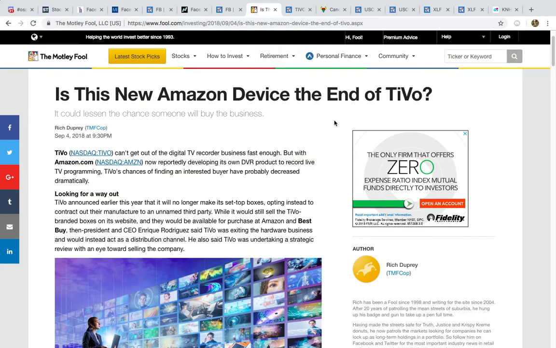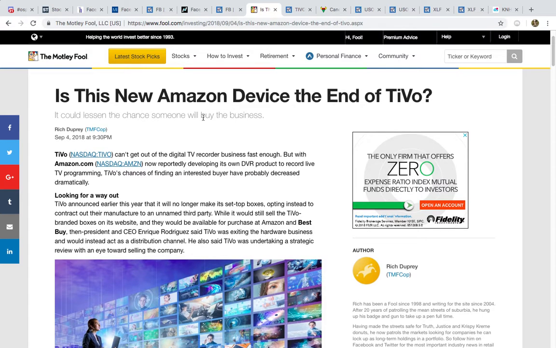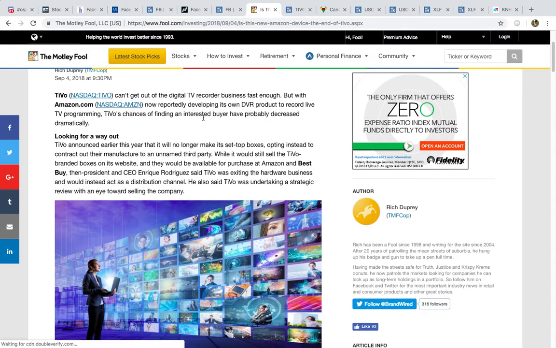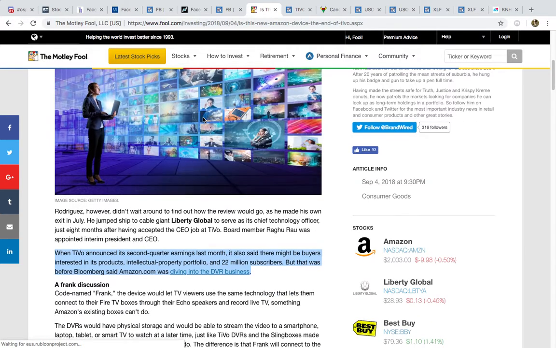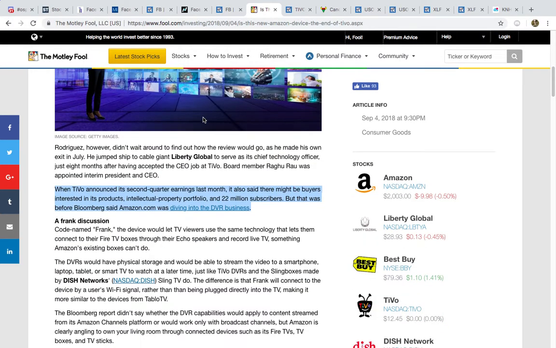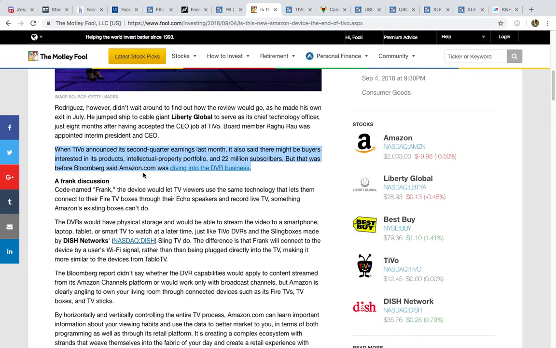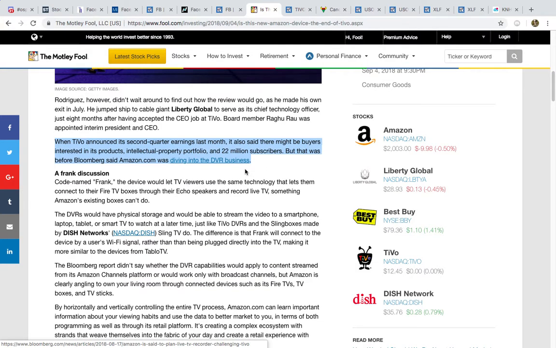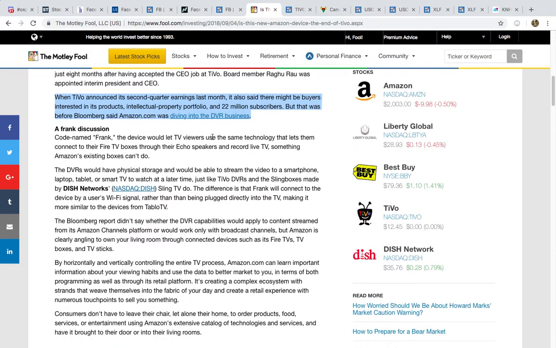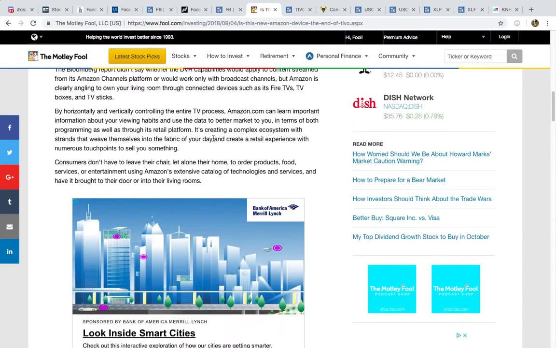Okay, so let's take a look at Tivo here. So yeah, it's been under pressure with Amazon coming out with a new device, saying, is this going to be the end of Tivo? So you could see that they announced their second quarter earnings last month, and they said that there might be some buyers that are interested in their products and their intellectual property portfolio and their 22 million subscribers. But then that was before the Amazon news came out about their DVR business, and so that really sent the share price tanking.